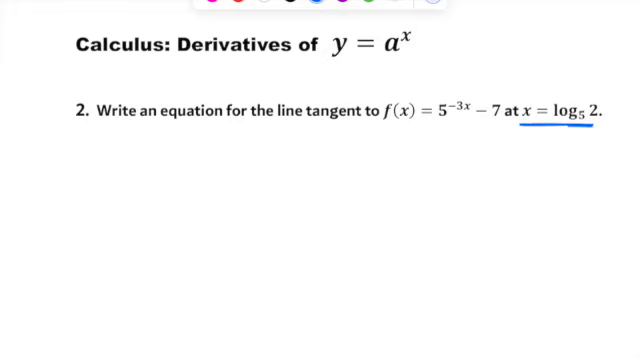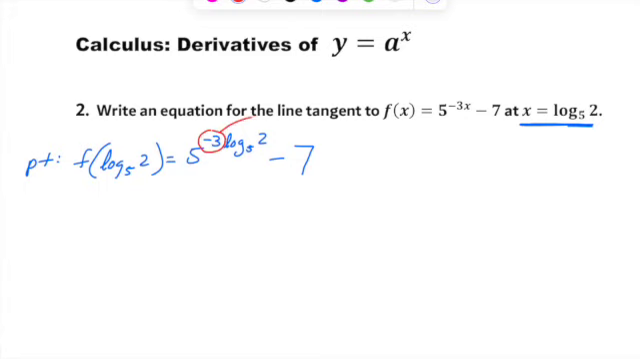So tangent line, we need 2 things, right? We need the point. So I need that y coordinate for my point of tangency. So I'm going to plug in log base 5 of 2 into this function. And I'm intentionally bringing this back to review some log properties. So I'm plugging log base 5 of 2 into this. So we have 5 to the negative 3 log base 5 of 2 all minus 7. And if we were on a multiple choice, this would certainly be simplified by using some log properties here. I'm going to take that negative 3 and make it a power of that 2.